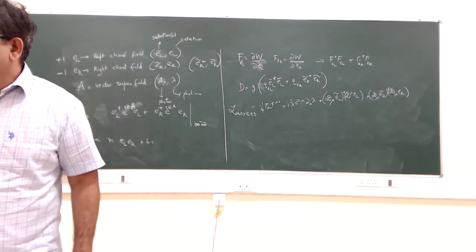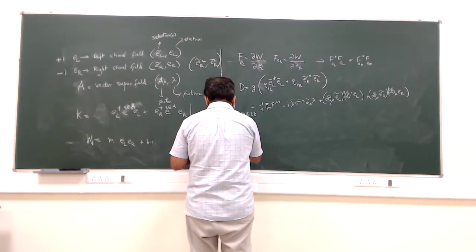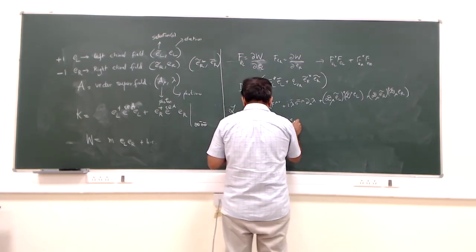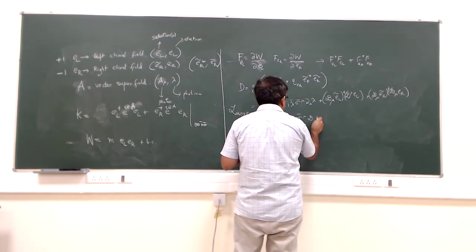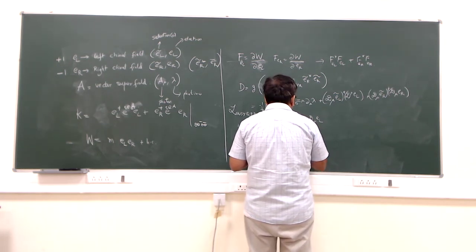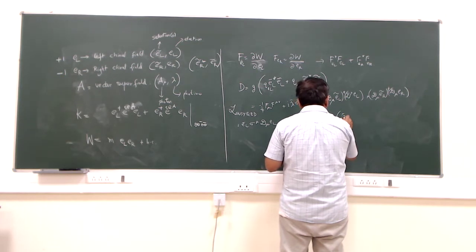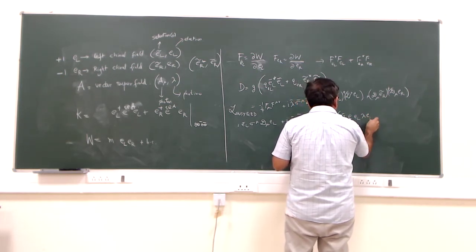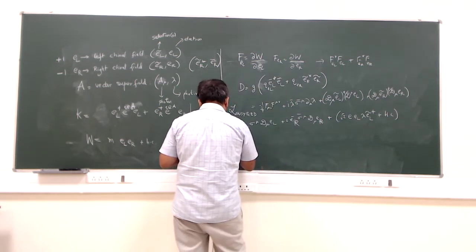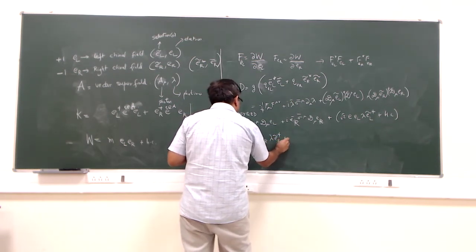Adam, are you satisfied? Then we have i EL bar sigma mu del mu EL, plus i EL bar sigma bar mu del mu EL. This is a typo, it should be R. Plus root 2 EL lambda EL tilde lambda. So let's see. Plus root 2 ER lambda ER tilde lambda. Let's see.